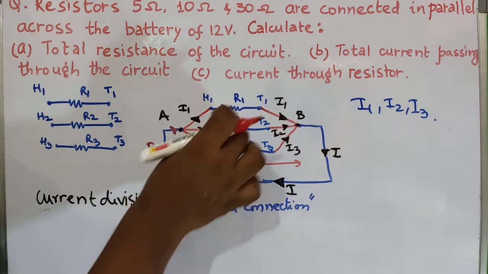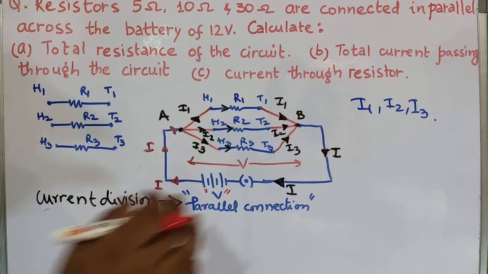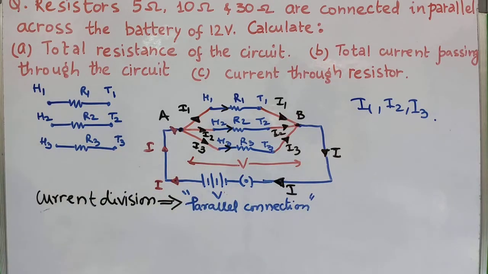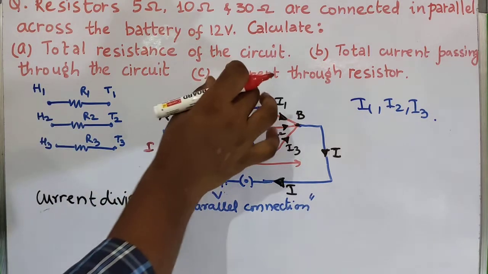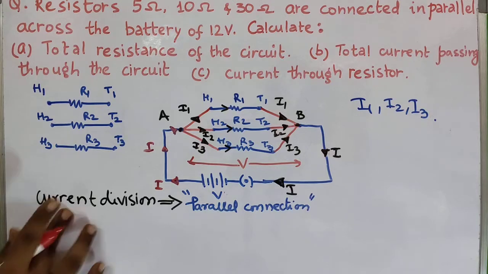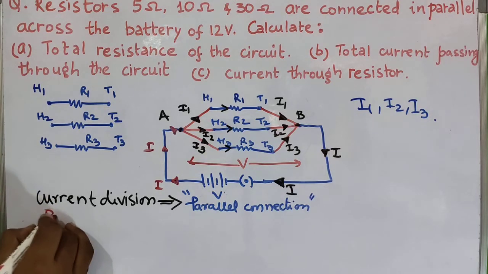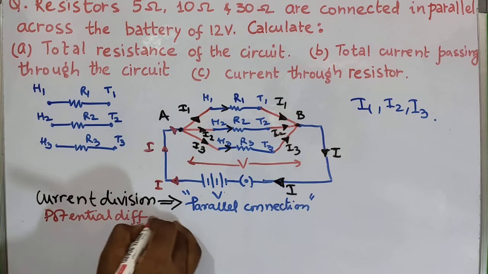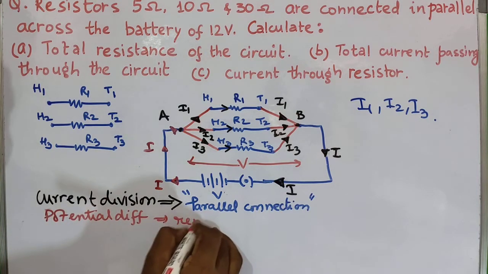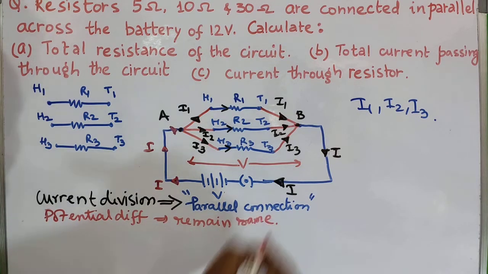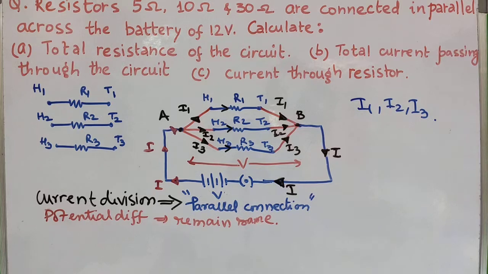So what is the potential across R1? V. R2, V. R3, V. And who has created that potential? That has been created by our battery source. So voltage across all the resistors remains same. So in parallel connection, potential difference across each resistor remains same. Current divides, potential difference remains same. So these are the characteristics of parallel connection.